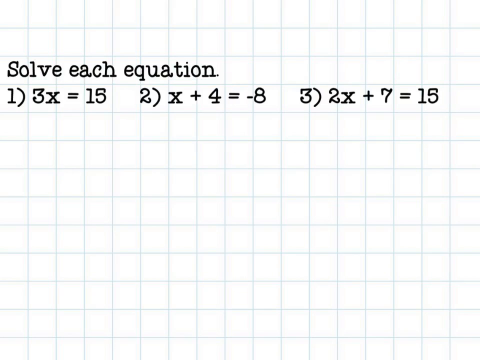Okay, here are 3 examples that you should be able to do on your own. They are just regular equations that we've already solved. The first one is multiplication, the second one is addition, and the third one is a 2-step equation. Pause the video and see if you can solve all 3 of them.